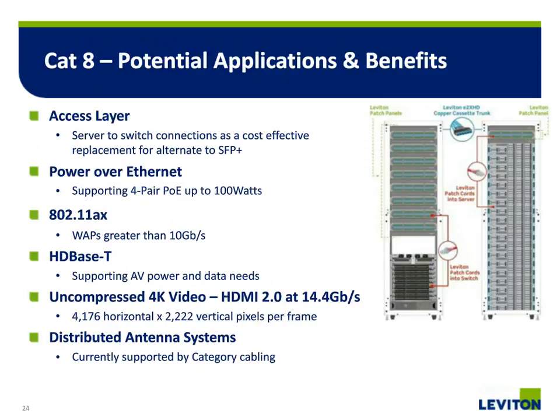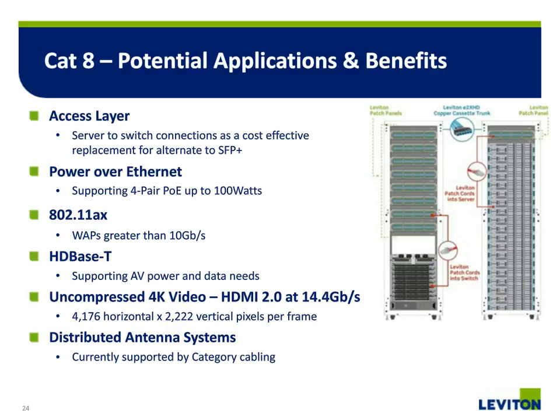Some of the applications that would be used for Cat 8, certainly in the access layer, your server to switch connections, it's a more cost-effective replacement and an alternative to the SFP Plus. You can look at power over Ethernet, supporting PoE up to 100 watts. Cat 8 cabling is going to have a larger conductor size, 22-gauge conductor, as opposed to 23 or 24-gauge, so that's going to improve performance from a PoE standpoint. 802.11ax WAPs that are going to be supporting greater than 10G, that's where you might use Cat 8.